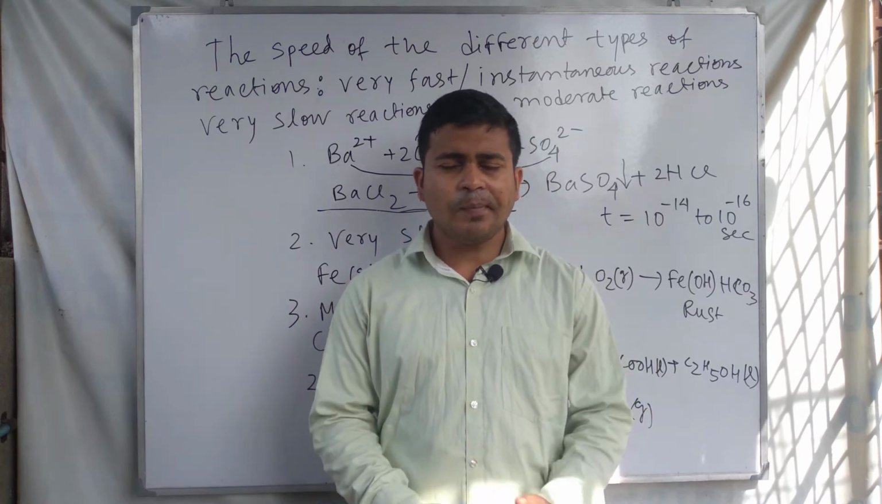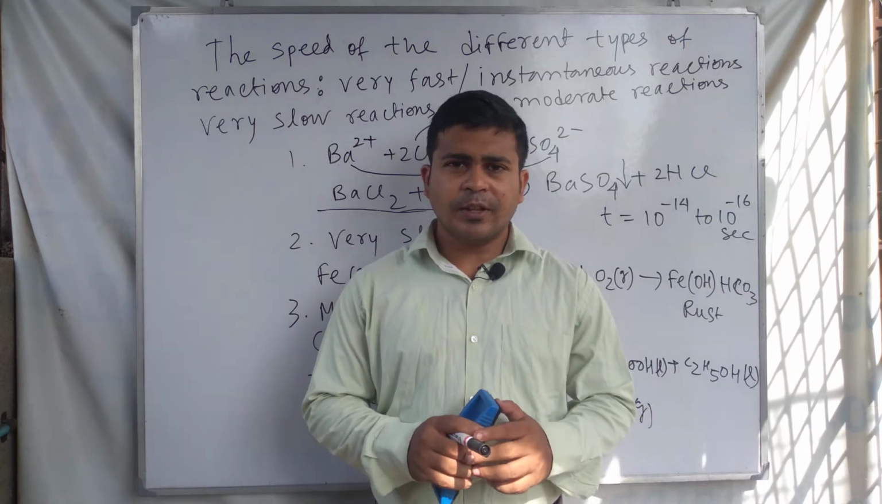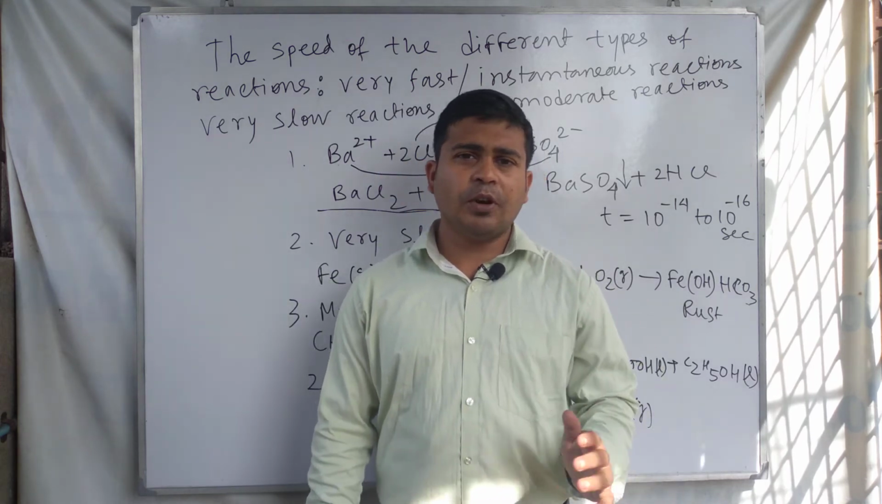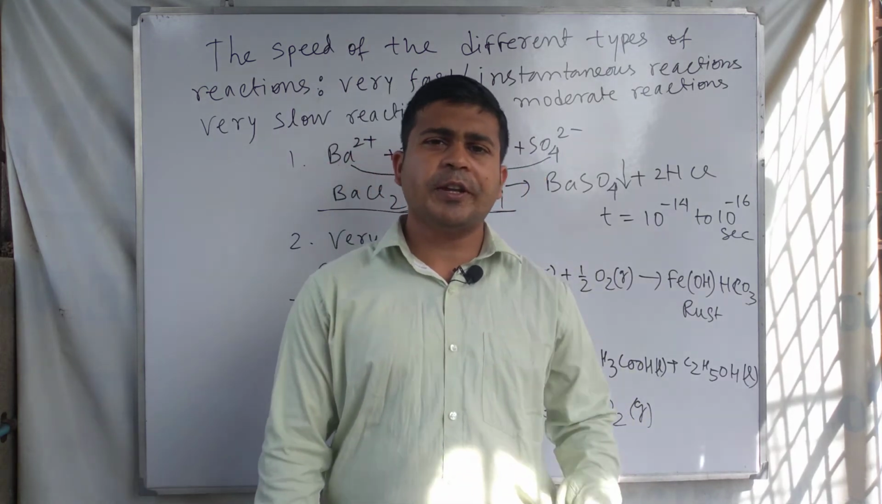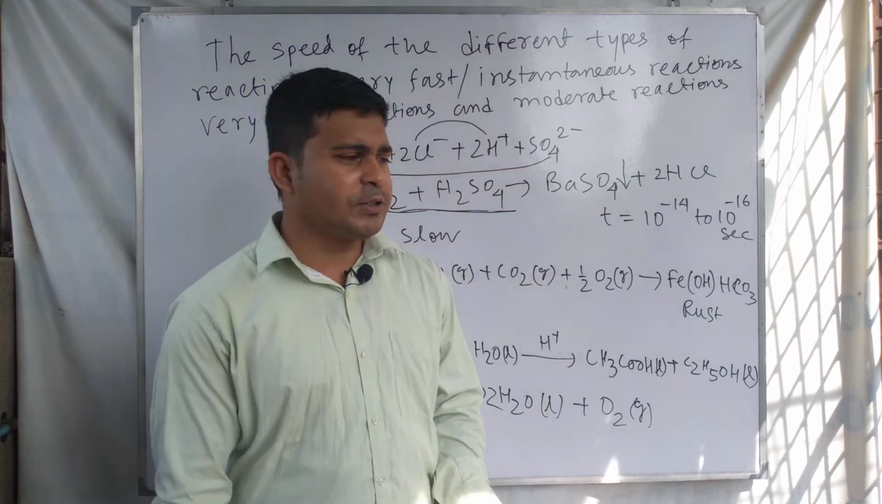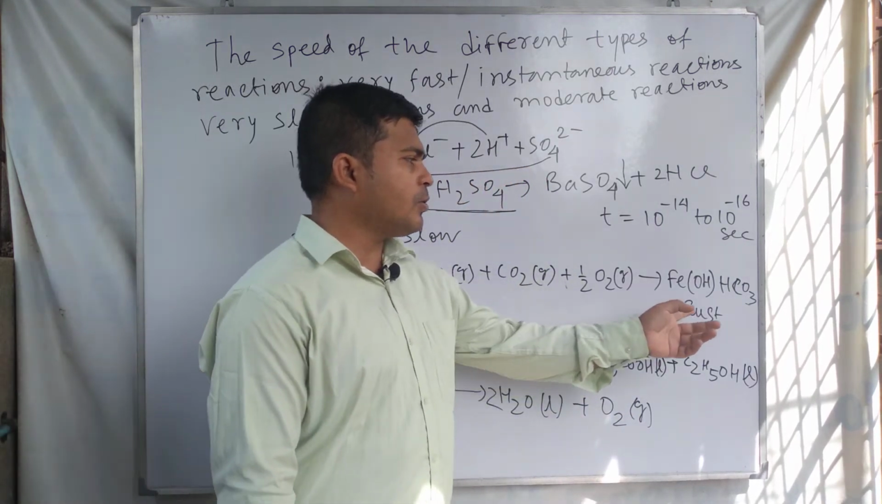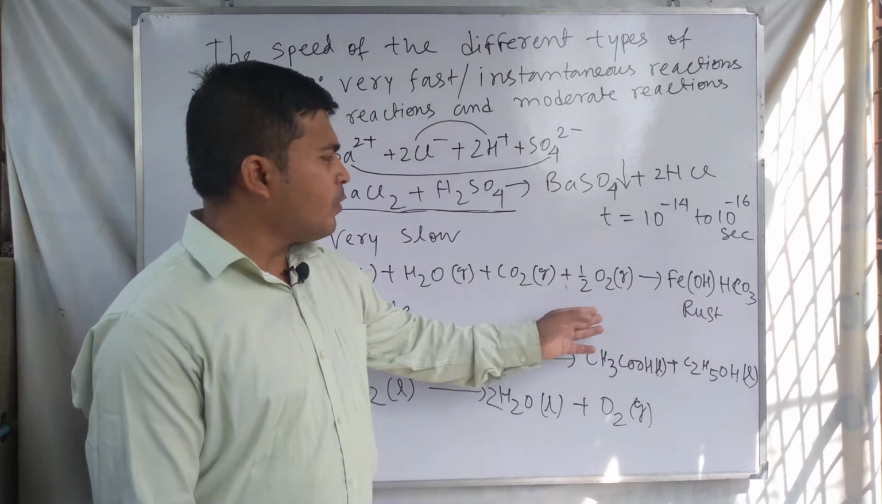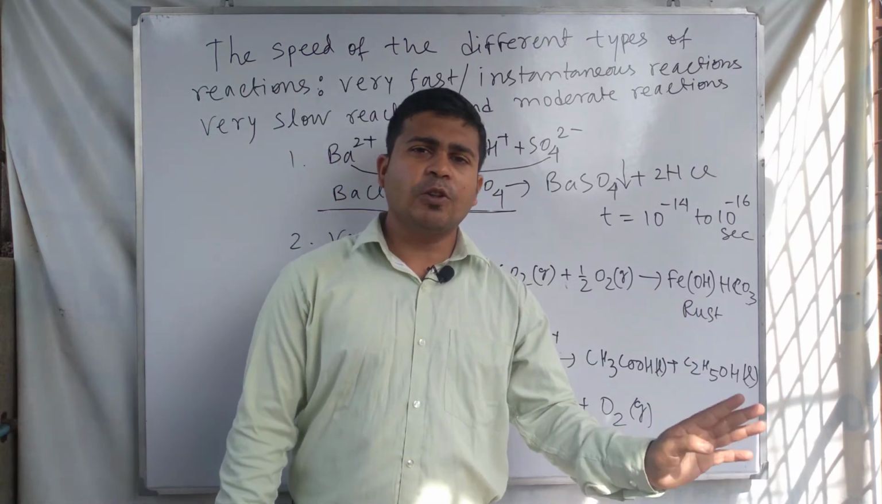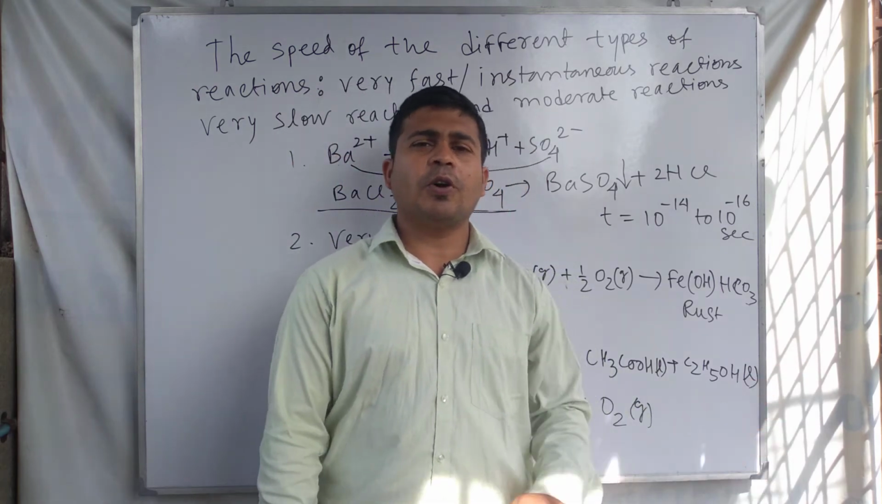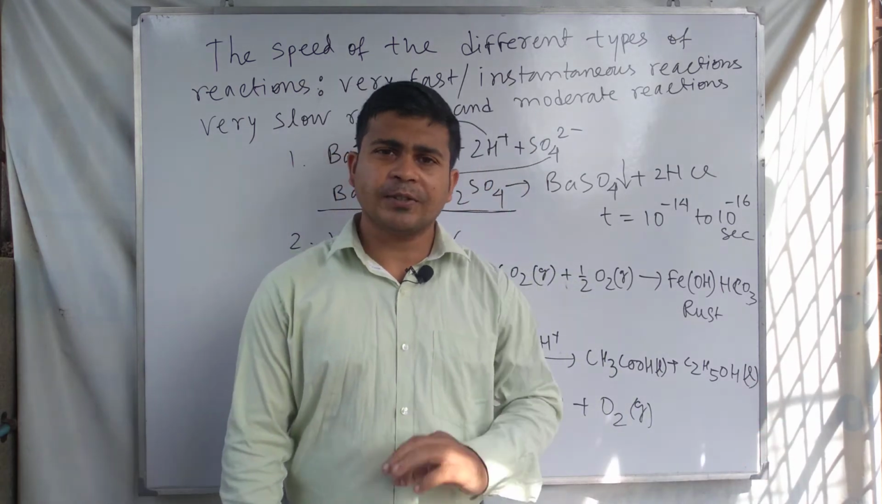There are a number of reactions where the speed is very slow. When the speed of a reaction is very slow, we call it a very slow reaction. Look at the case of rusting: iron, water, carbon dioxide and oxygen react to form rust. It takes a long time, and for this reason this reaction is called a very slow reaction.